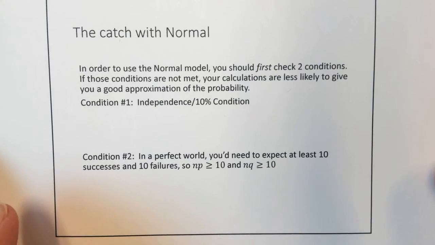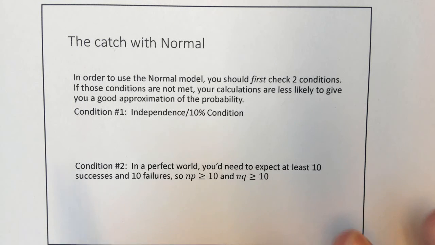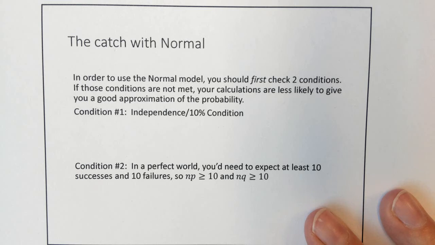The catch with normal is that it'll only work and give you a reasonable approximation if two conditions are met. First, and you have to check. I fudged on that because I didn't check before I did it, but I knew it worked, so I went ahead and did it anyway. So the first is the independence condition.